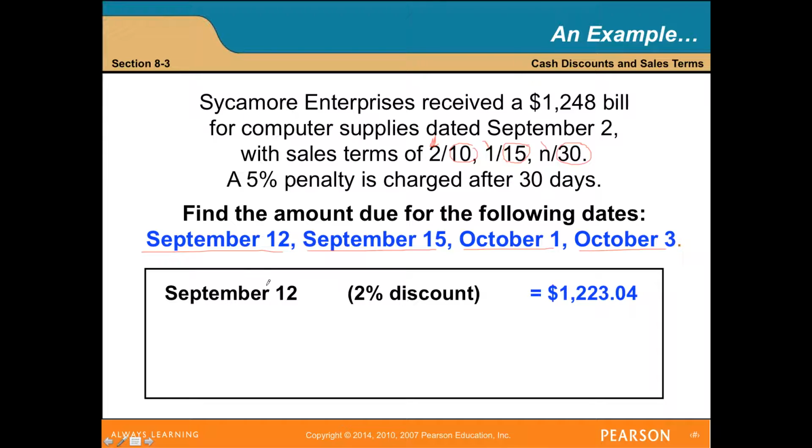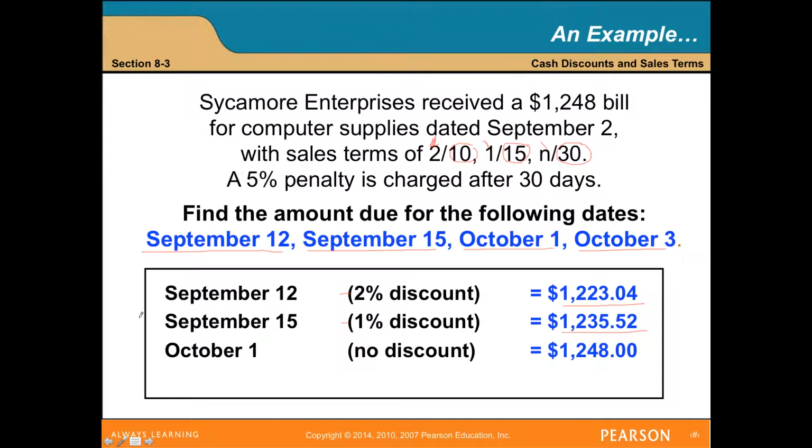If they receive the payment by September 12th, the 2% discount is applicable. So the payment is going to be $1,223.04. If the payment is received by September 15th, the discount is just 1%. And in that case, what's owed is $1,235.52. If the payment is received by October 1st, there is no discount, so the full amount of $1,248 is due. And if you send the payment by October 3rd, there's a 5% penalty, so there's a 5% over that cost, and that equals $1,310.40.